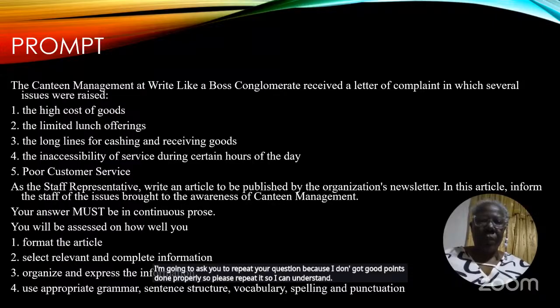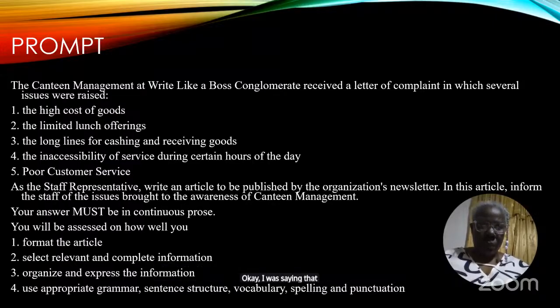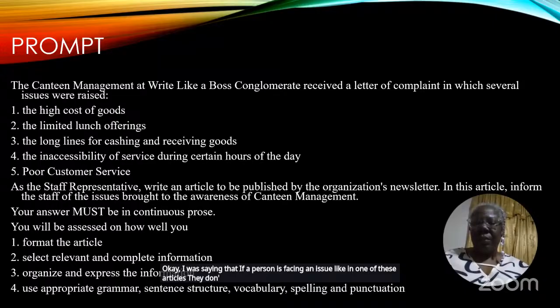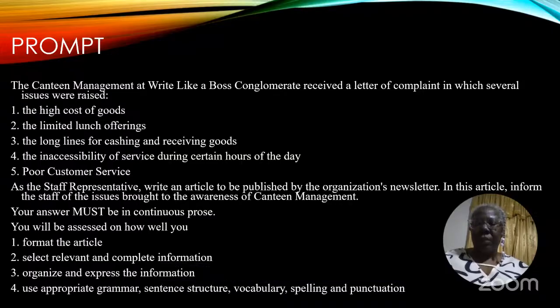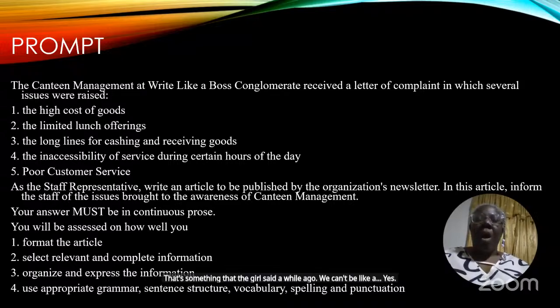Okay, I was saying that if a person is facing an issue, like in one of these articles, they don't need to be the staff, there's something that the girl said a while ago. We can be like a representative, yes, exactly.